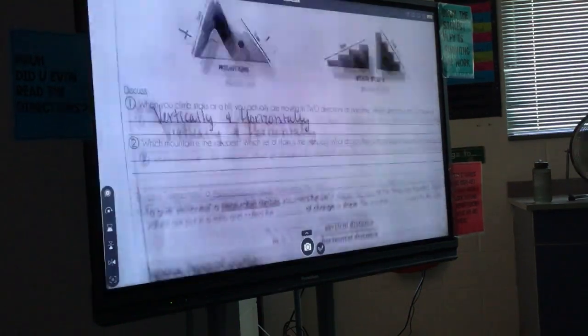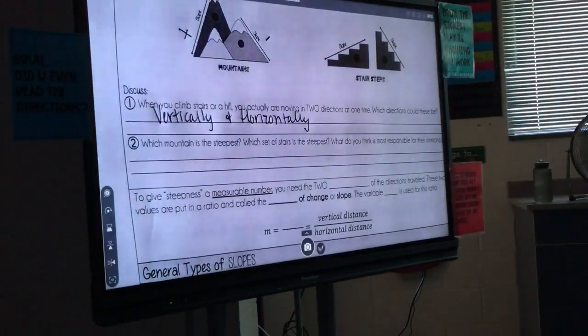All right, number 2. Think about this one before y'all start calling out. So, which mountain is the steepest? Looking at mountain A or mountain B, which set of stairs is the steepest? Y'all can read on your own.